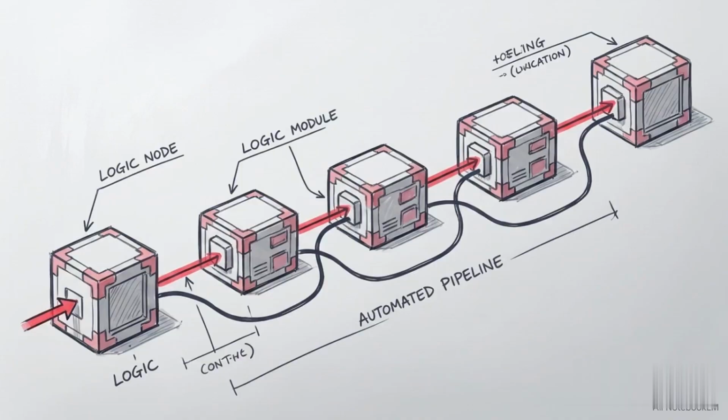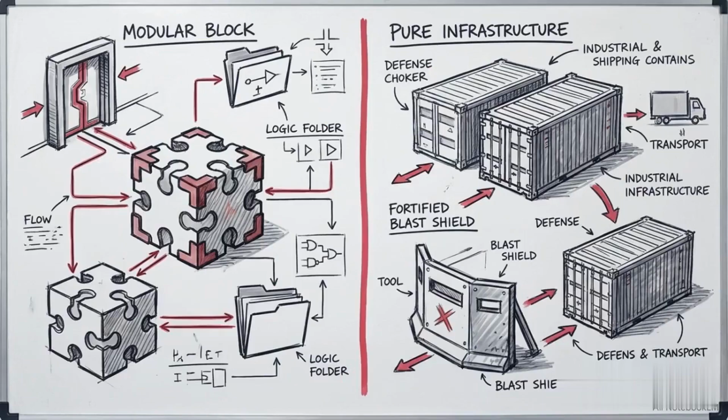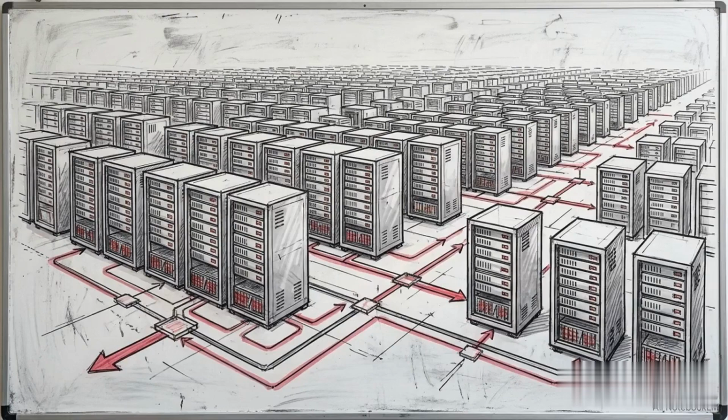NestJS functions as a complete production pipeline. By enforcing rigid architectural standards from the first day of development, the framework separates business logic from infrastructure, enabling the automated testing and secure cloud deployments required for enterprise scale.